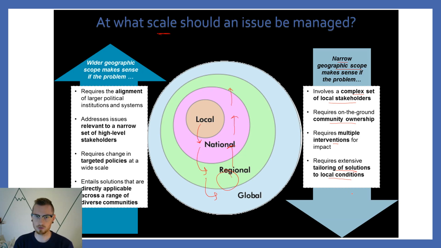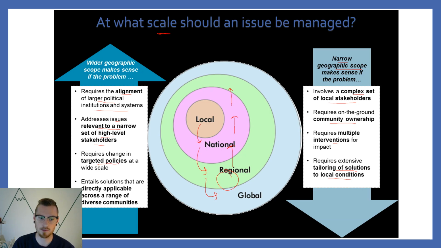So local scale needs this, but on a wider scale, so I think national, regional, through to global, when we look at tackling a problem or managing an issue on a larger scale, it probably needs the alignment, so the working together, of some larger political institutions and systems. For example, governments, and then larger international governmental organizations like the EU and the United Nations. They're probably looking to address issues relevant to a much narrower set of high-level stakeholders and players.